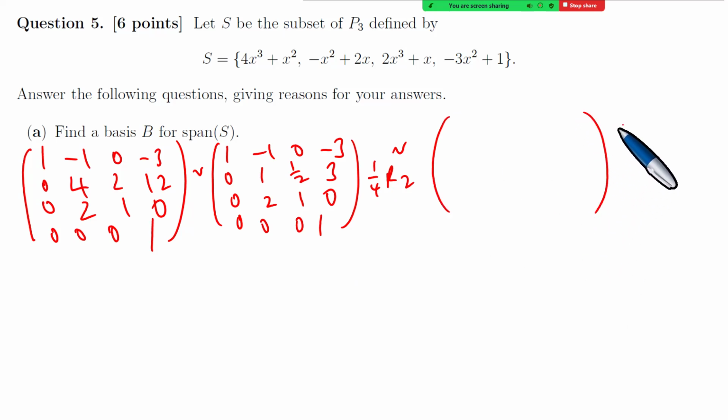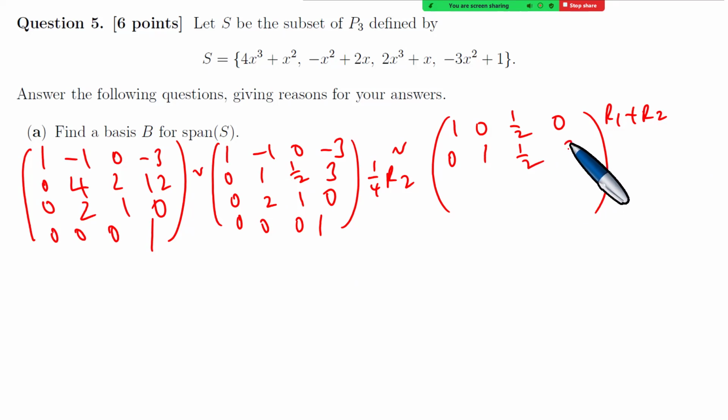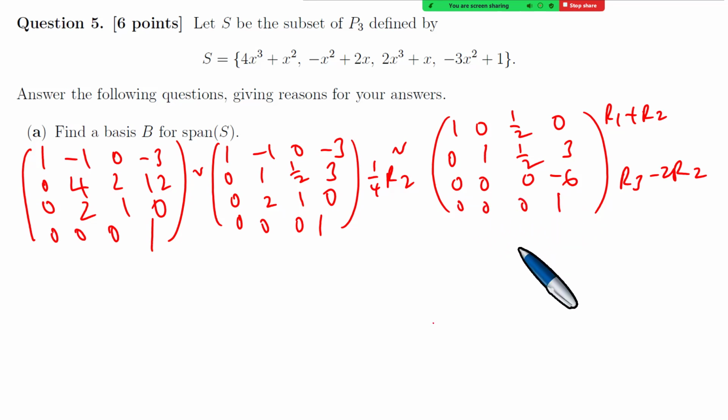Now this one is going to be row 1 plus row 2. We need to get a 0 here. Add these two. It's 0 here, 1/2, 0. Then 0, 1, 1/2, 3. Row 3 minus 2 row 2: 0, 0, 0, minus 6. And this one is 0, 0, 0, 1. Okay, proceed here.